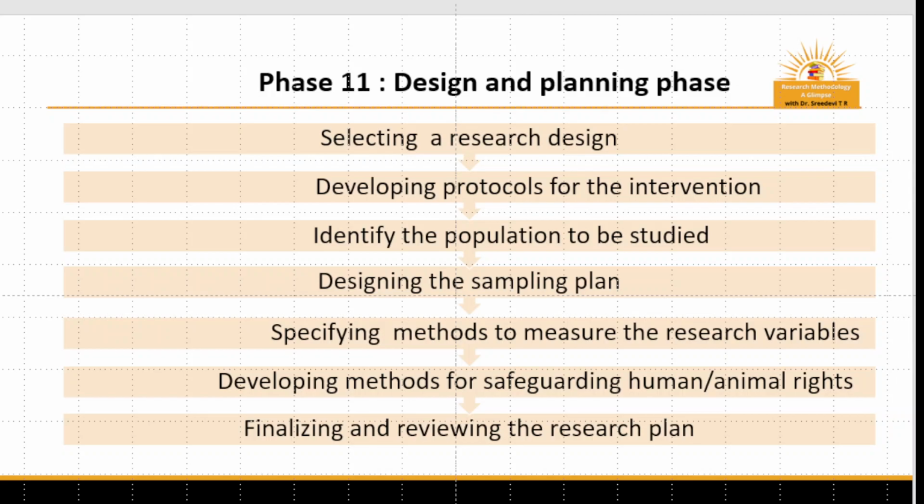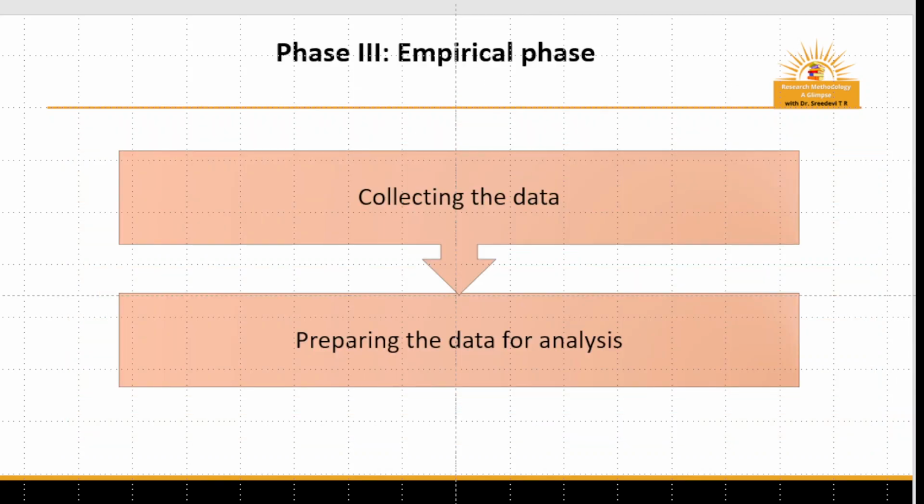Then comes phase 3, the empirical phase. So the actual intervention or actual doing, the empirical phase. Here comes the collection of data, collecting the data and preparing the data for analysis. Data collection was already described briefly. So data has to be collected and prepared for analysis. Data needs editing, coding and transformation. So prepare the data for the analysis.